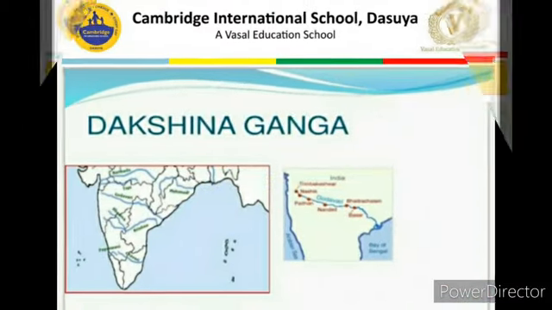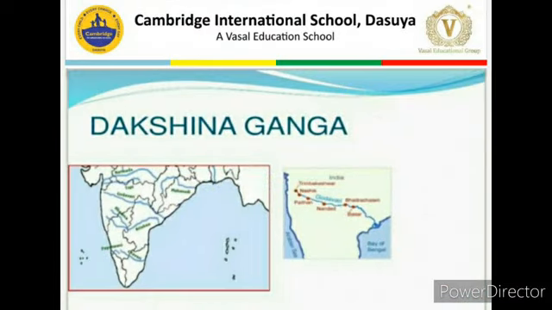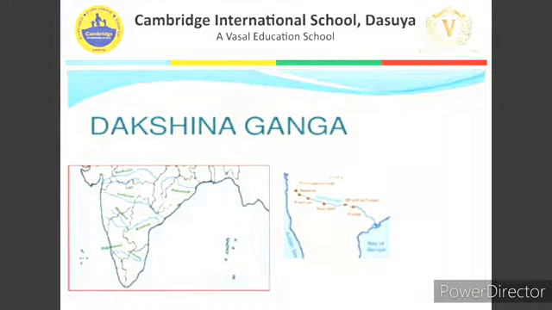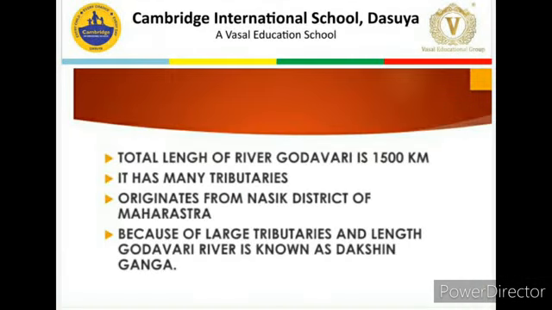Now let's read about another name given to the Godavari River Basin. Students, due to its large size and extent, the Godavari River is often referred to as the Vridha Ganga or Dakshin Ganga. The Godavari River causes heavy floods in its lower course. The river is navigable up to a distance of about 300 km from its mouth. Now, let's read the main features of this basin.